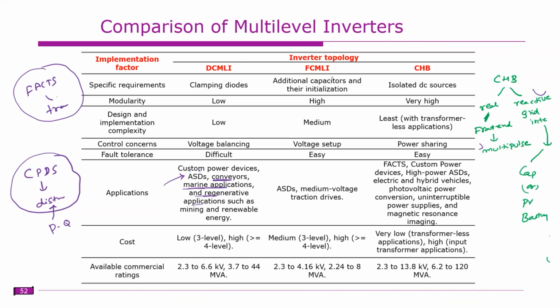So come to this flying capacitor. So we have adjustable speed drives and medium voltage traction drives. As we discussed, in case of traction drives, this is particularly suitable.